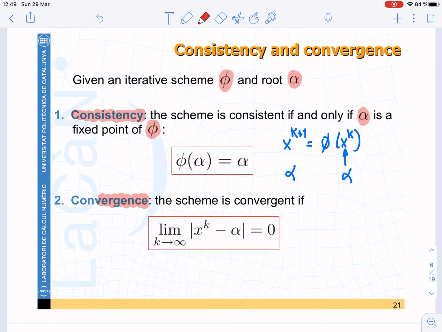Convergence. From a practical point of view, of course, we also need the method to be convergent. That is, we need the limit for k tending to infinity of the difference between x_k and alpha to be 0.